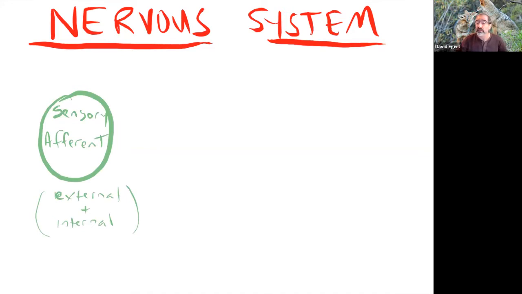We're going to talk about what perception is as we go on. Perception is a conscious awareness of stimuli, and that's a whole other kettle of fish. So sensory or afferent. What else does the nervous system do?